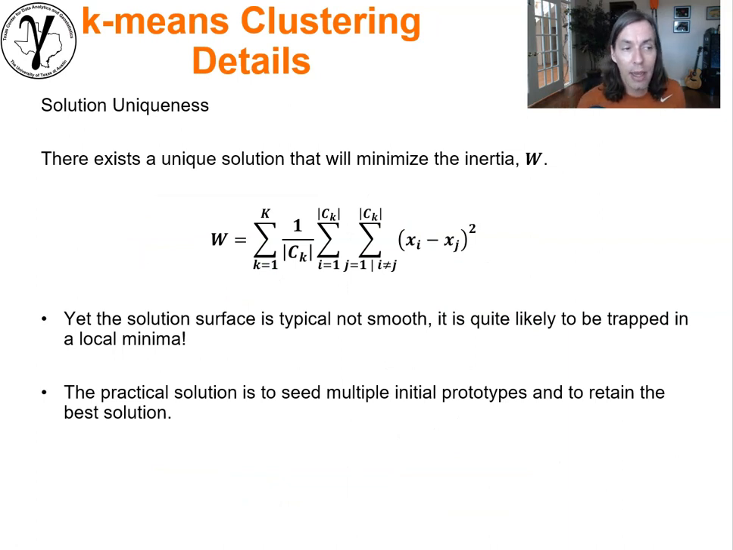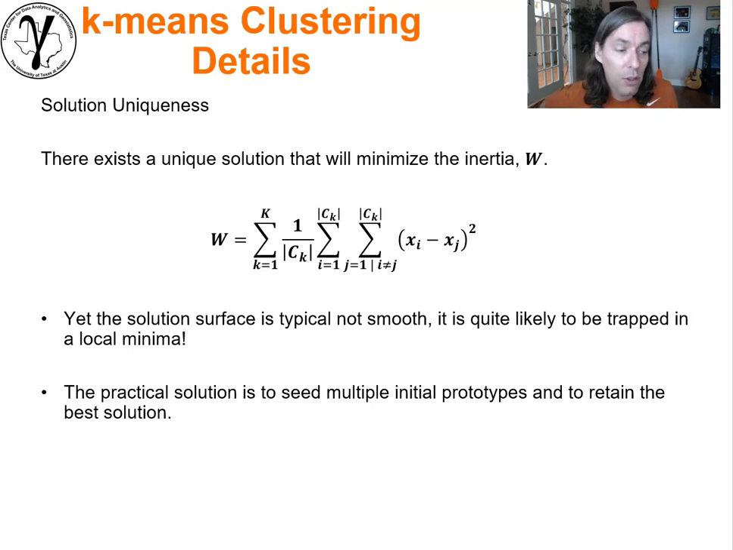Now, just a comment I'll make again on solution uniqueness. There exists a unique solution that will minimize the inertia. And yet the response surface is not very smooth, as I mentioned before, quite likely trapped in local minima, so we're going to do multiple starts to try to address that. Now, that's about all I can say about K-means clustering.